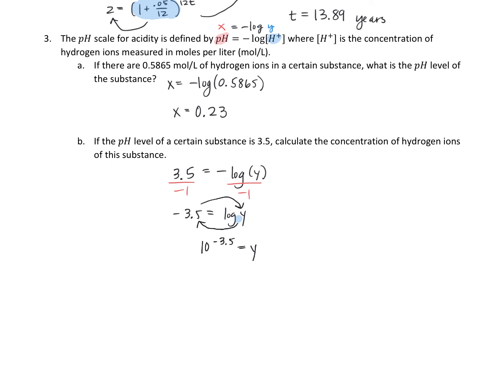This one I'm going to have to round to more than 2 decimal places, otherwise it would look like just 0. So it's going to be 0.000316228.